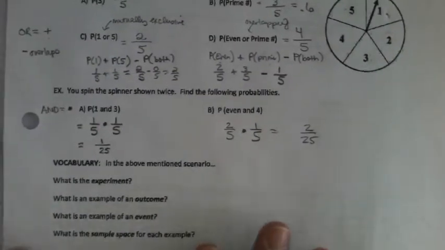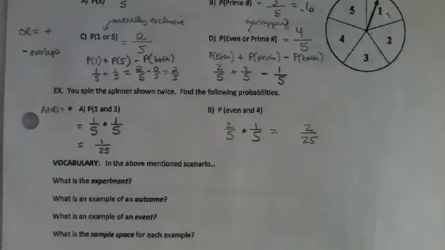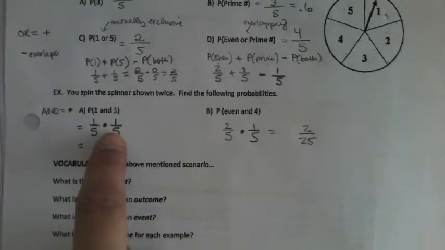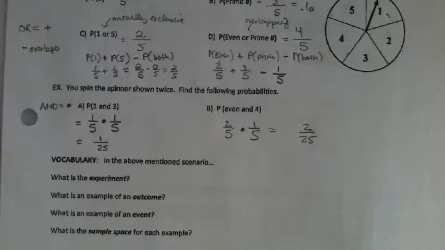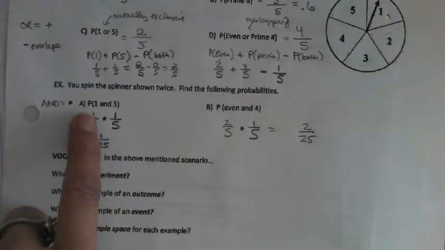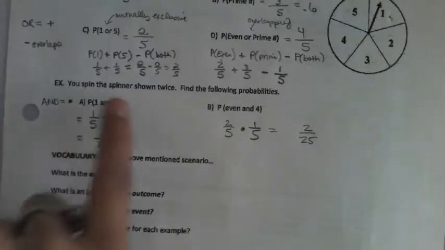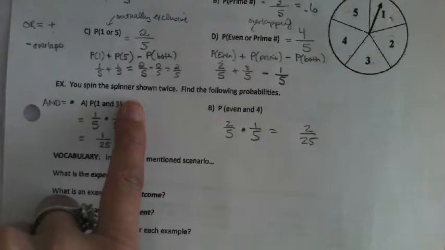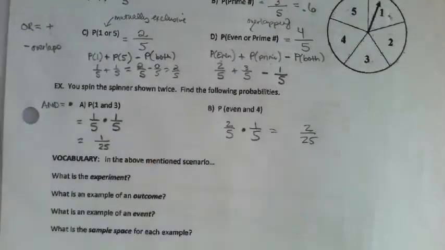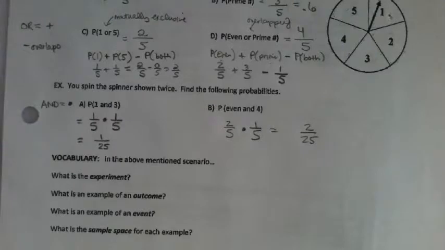Now, I will get a little bit ahead of myself, and I will tell you that we will soon find out that this straightforward multiplication, when you see and, only works if the events are totally independent of each other. Meaning, whatever I spin the first time has absolutely no bearing on what I'm about to spin the second time. Okay? Those are two totally different and independent events. And because they are independent, and just turns to multiplication.